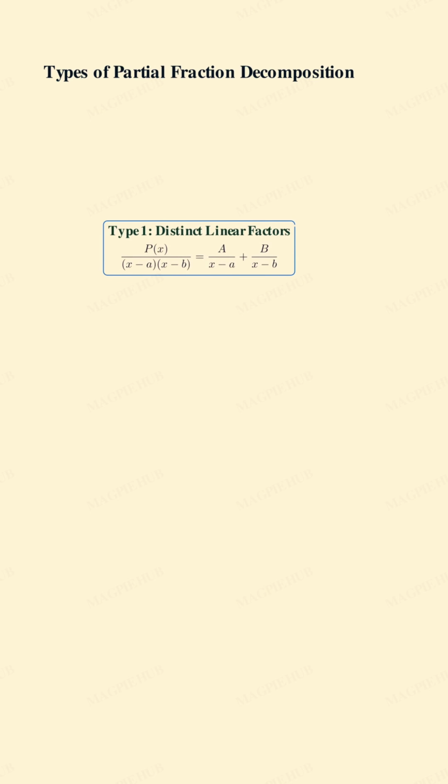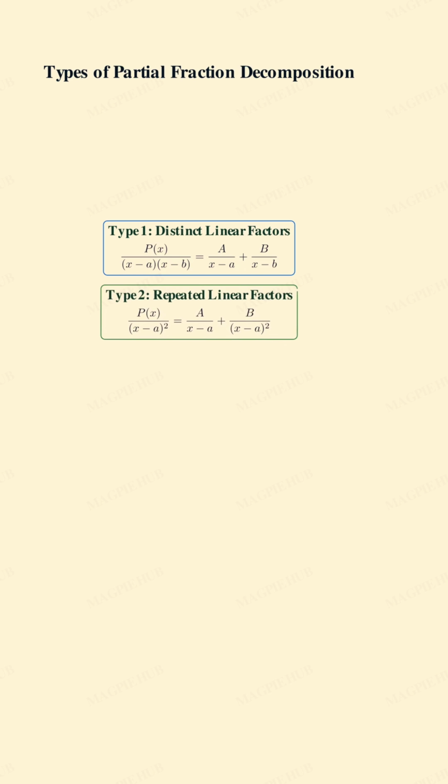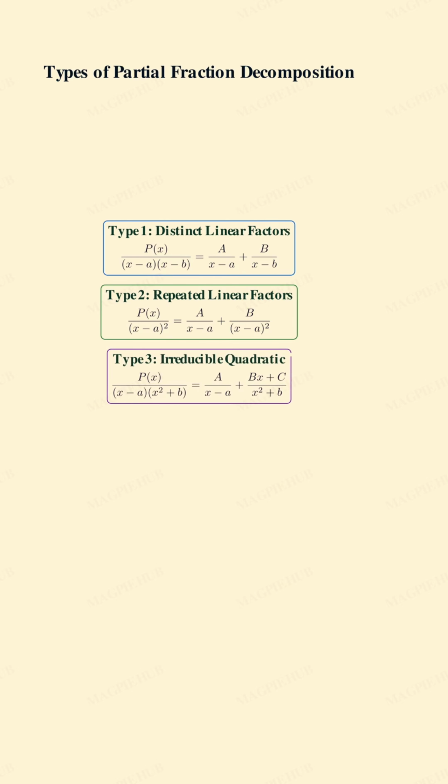For example, if the denominator is (x minus a) times (x minus b), we write a over x minus a plus b over x minus b. Type 2, repeated linear factors. If we have (x minus a) squared in the denominator, we need both a over x minus a and b over (x minus a) squared.